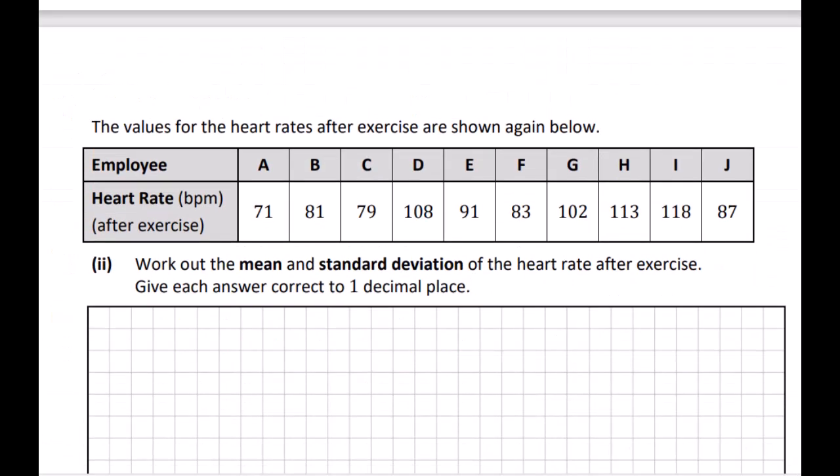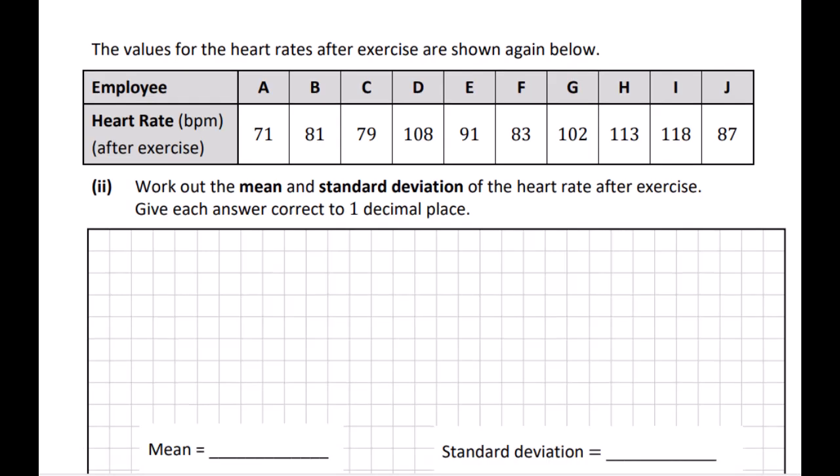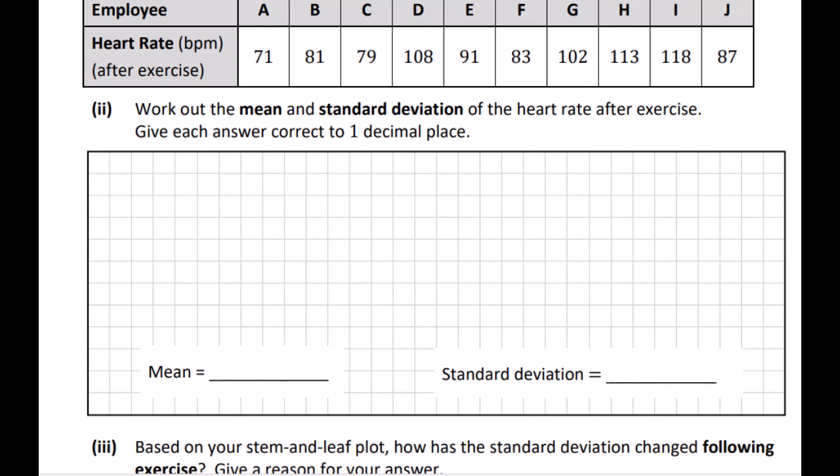Let's have a look at the questions here. The values for the heart rates after exercise are shown again below. Work out the mean and standard deviation of the heart rate after exercise. Give each answer correct to 1 decimal place. There is a manual way of doing these, but it's probably best just to type the information into your calculator. Your calculator will do it for you. You should find the mean will be 93.3 beats per minute. The standard deviation from your calculator will be 15.1 beats per minute.